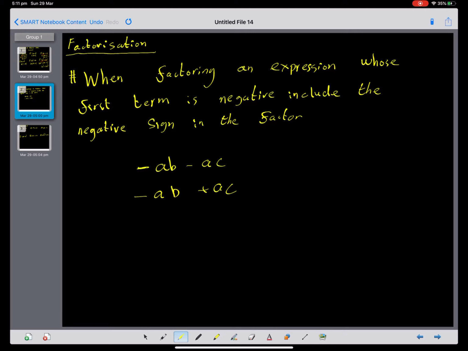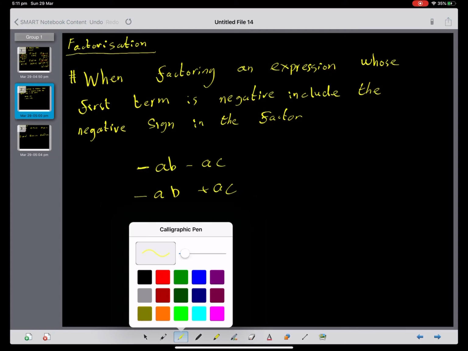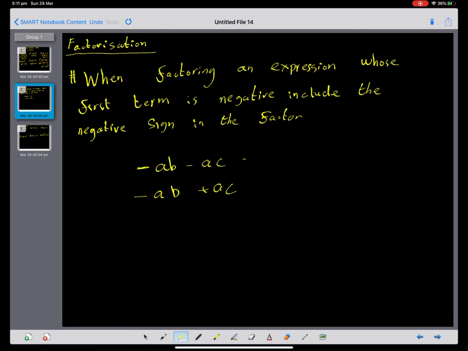So when factoring an expression whose first term is negative, include the negative sign in the factor. So for each of these, we can see that the highest common factor is negative a, and we're left with b plus c. Okay, let's have a look at the second one.